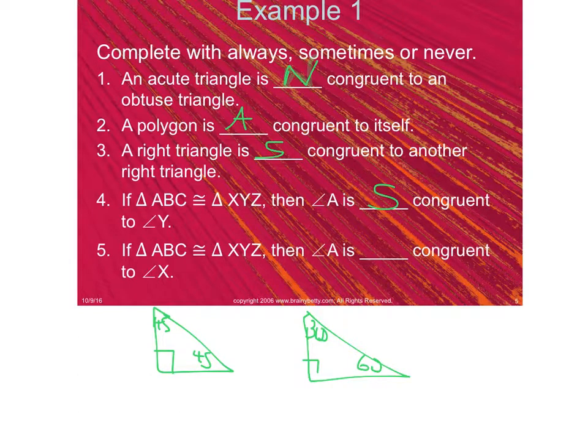If ABC is congruent to XYZ, then A is blank congruent to X. Always. Because see, that's in the first spot and the first spot. So the only way the one before that could have been is if X and Y were congruent. Make sense? All right. Let's go on.